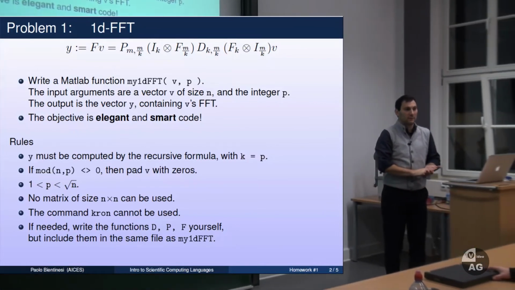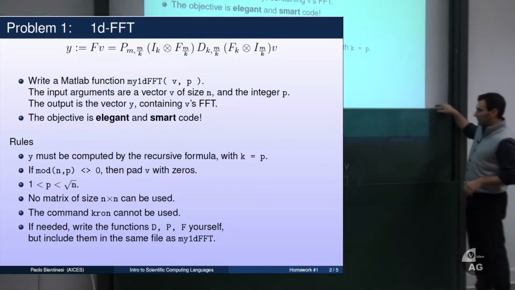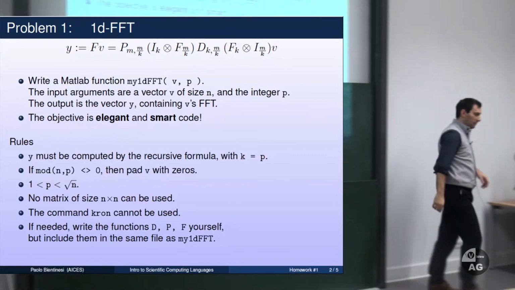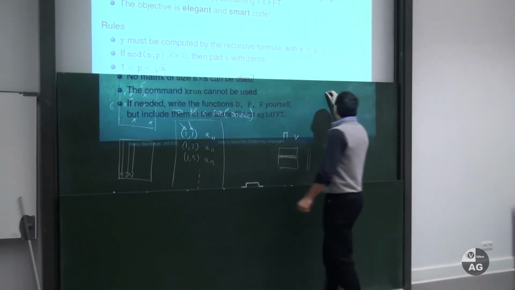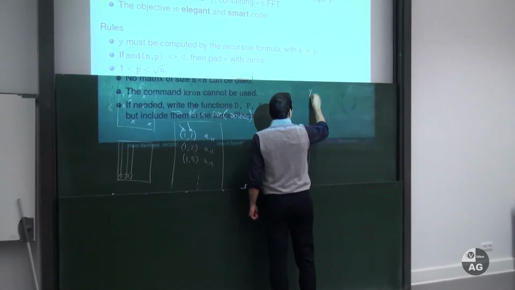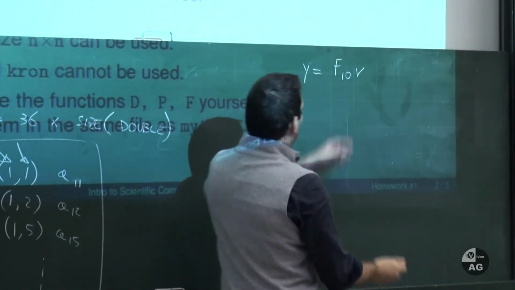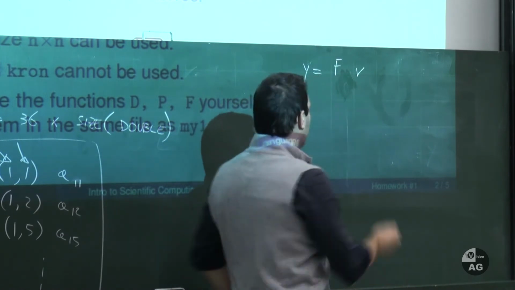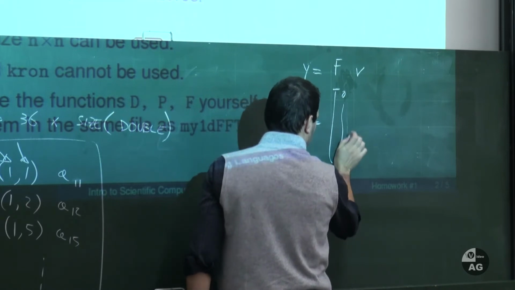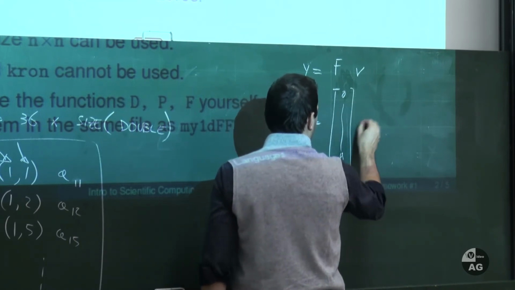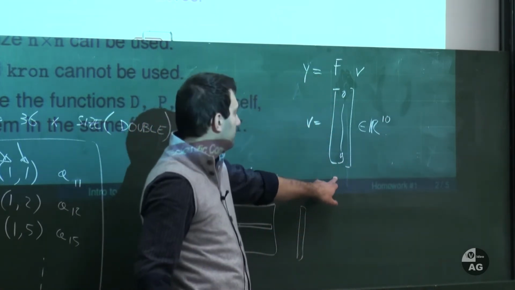Did you get that? No. Let me show you. I do it in practice. Okay, I want to compute F of v. V happens to be a vector with 10 entries.